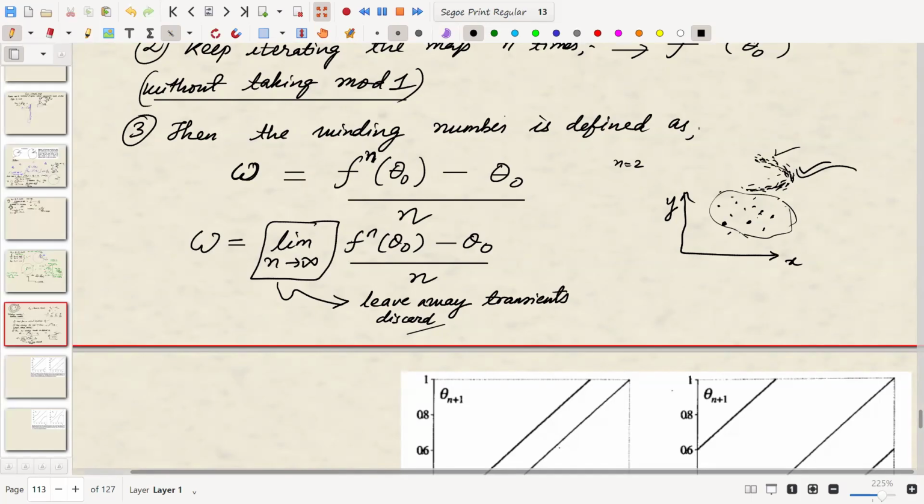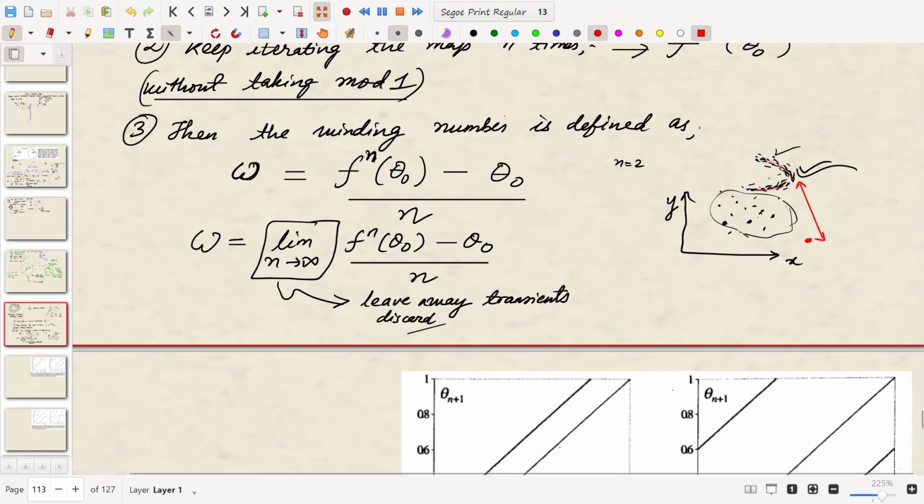Why does it take some steps? It depends on your initial guess. Suppose you started from here. Do you agree that the distance is a bit more from the chaotic attractor? This is the chaotic attractor here, and this is your initial condition, isn't it?